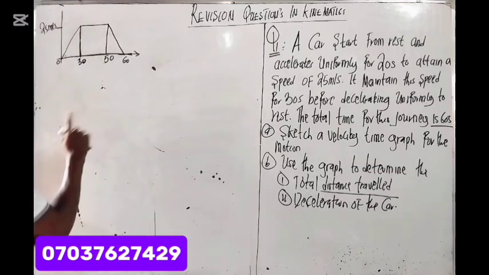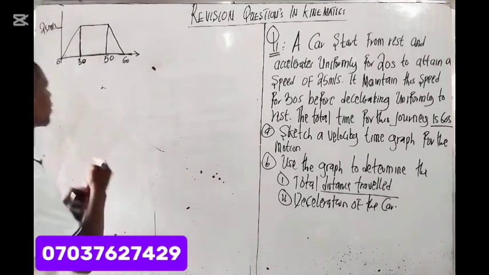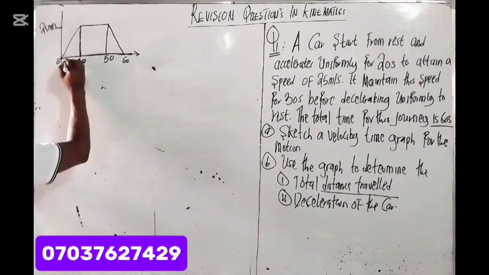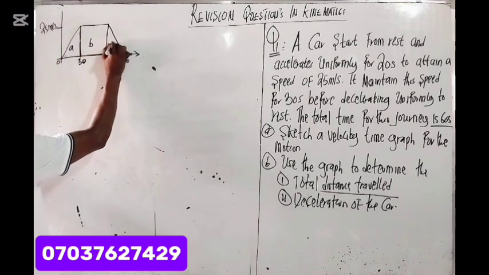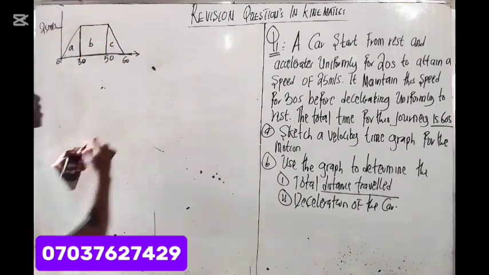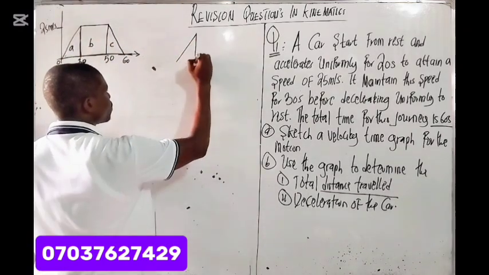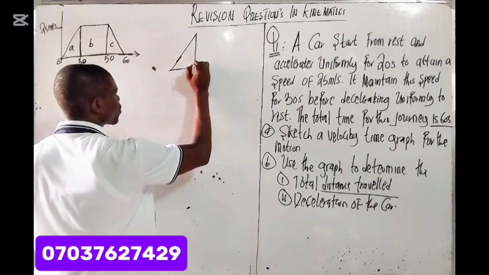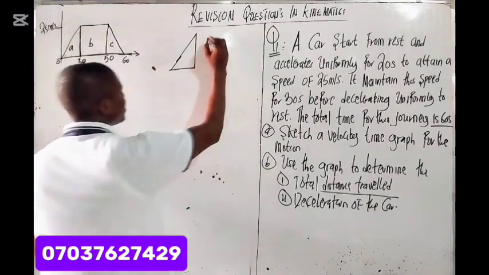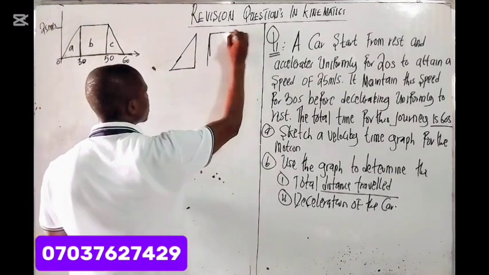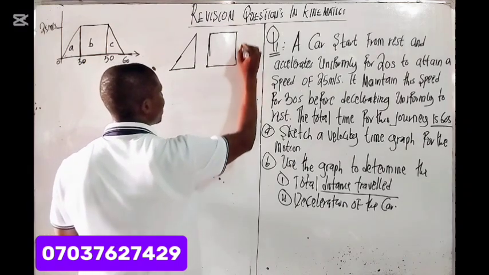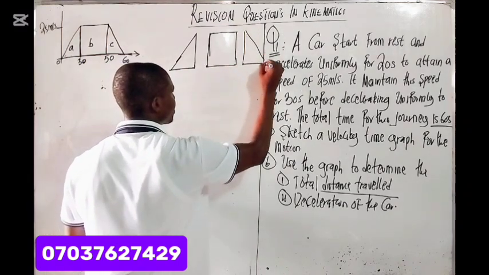If you look at this, it can be divided into three parts. Here we have A, B, and C. A is a right-angle triangle, right? Then B is this part here, and C is this part here.